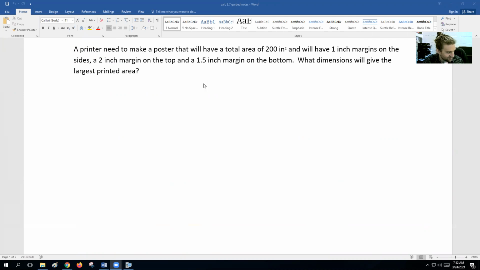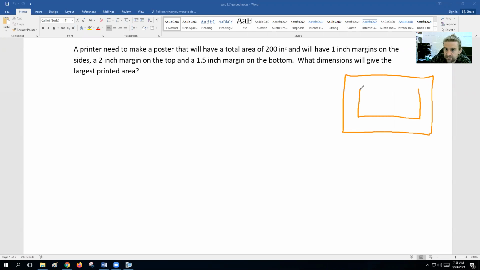Okay, there we go. Sorry about that, guys. We'll keep going through this. All right, next, we have a printer who needs to make a poster that has a total area of 200 square inches. We'll have 1-inch margins on the side, 2-inch margins on the top, and 1.5-inch margins on the bottom. So let's draw that out and see what's going on. We've got to have this poster here.